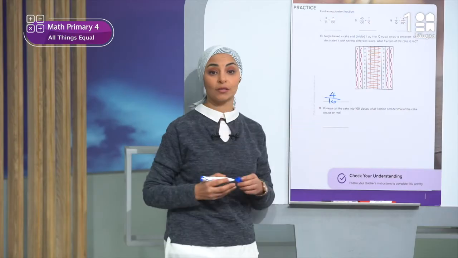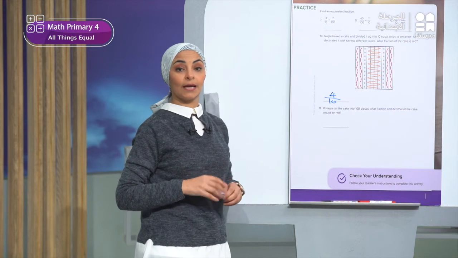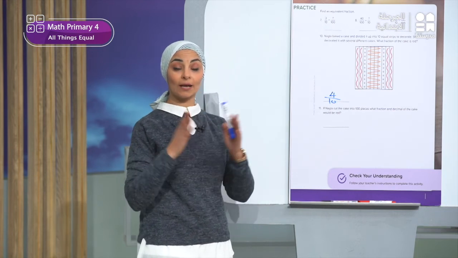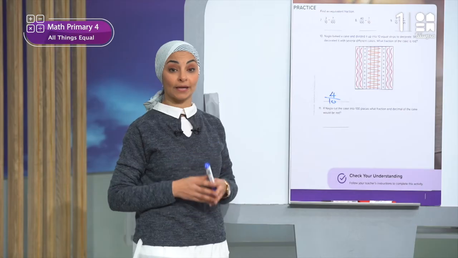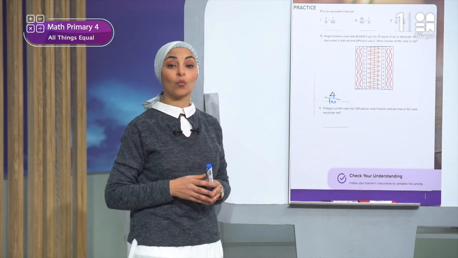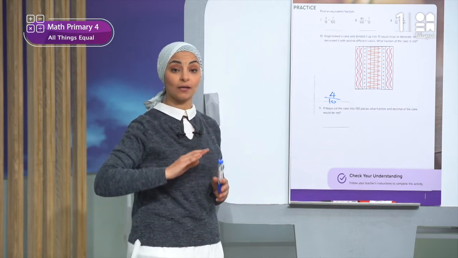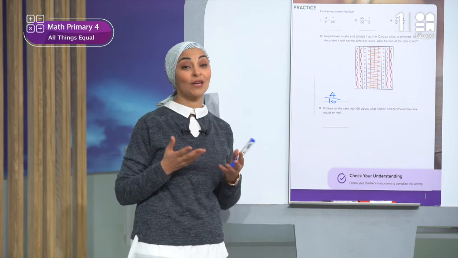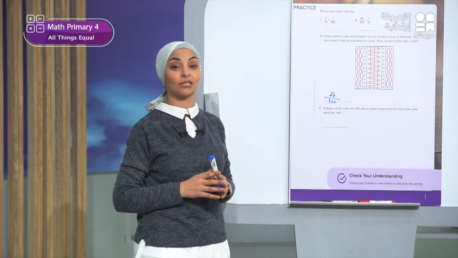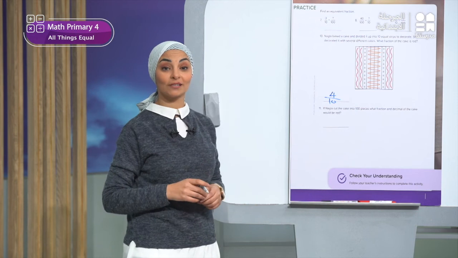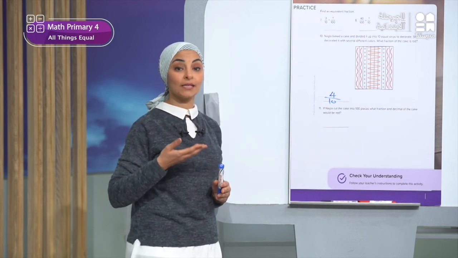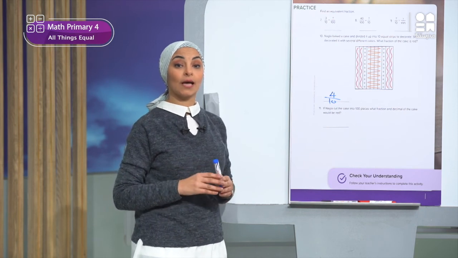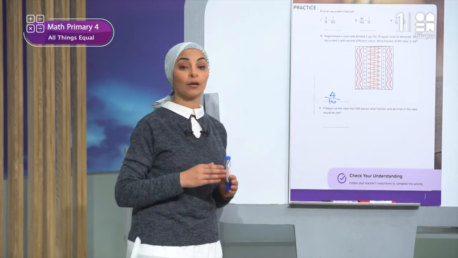Let's move to problem number 11. It says, if Nagla cut the cake into 100 pieces, what would the fraction and the decimal of the cake that is red be? First, we had 4 parts out of 10 colored in red. So how many parts out of 100 colored in red? Yes, you are right. 40 parts. Why? Because we need to multiply 4 by 10.